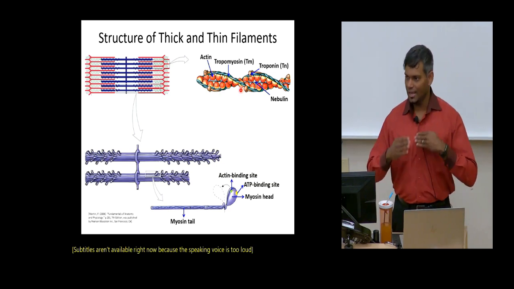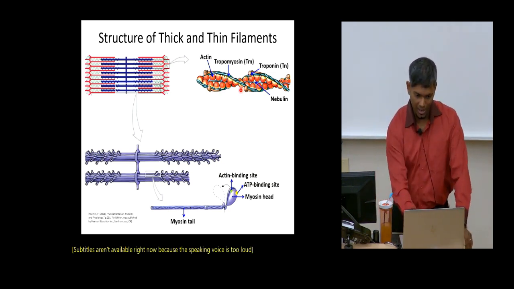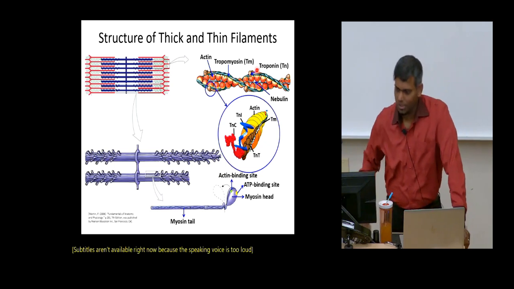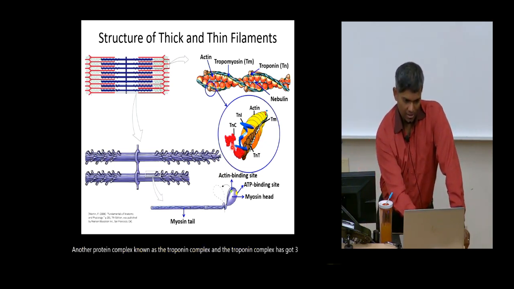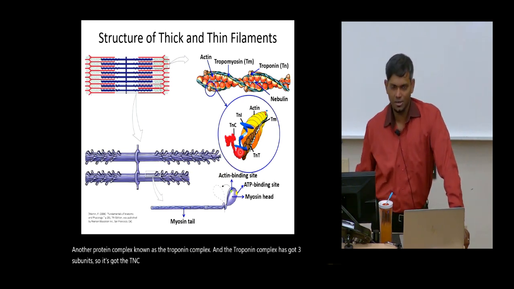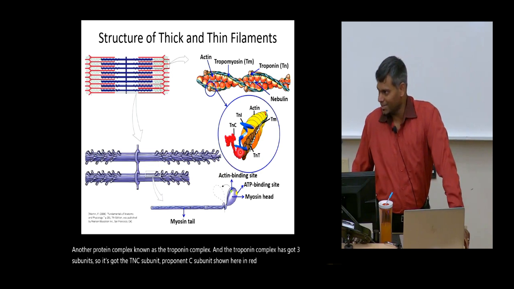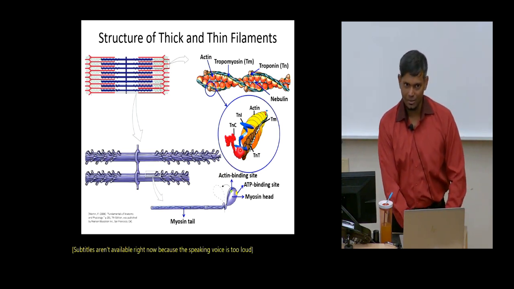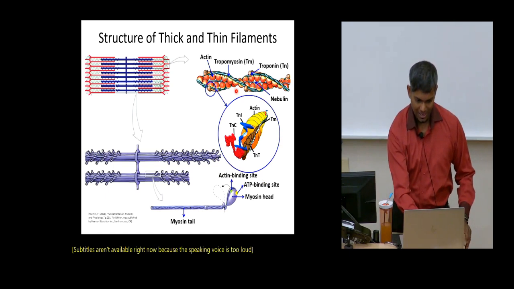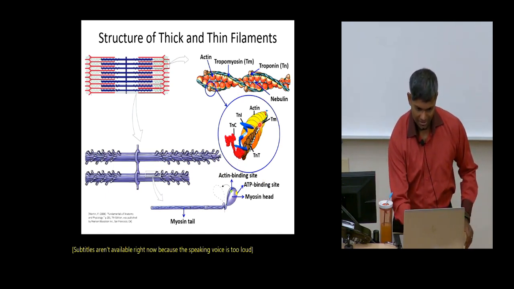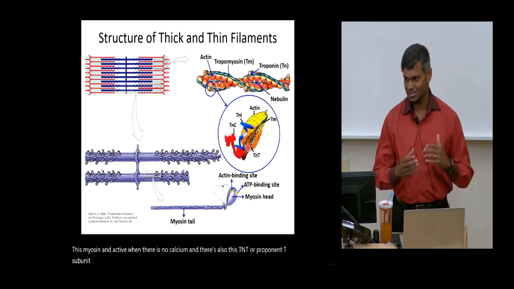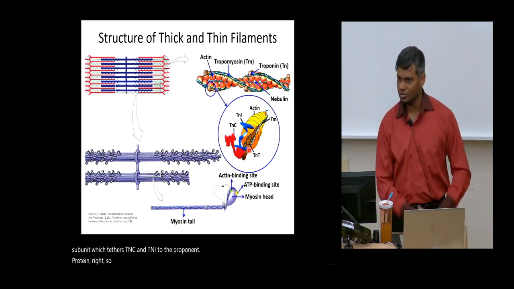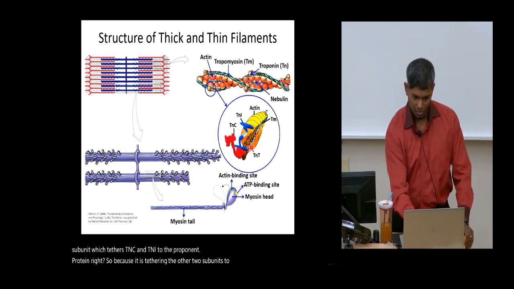The place where there is this head to tail overlap of the tropomyosin molecules is where you have another protein complex known as the troponin complex. And this troponin complex has 3 subunits, right? So it's got the TNC subunit, or troponin C subunit, shown here in red. It's called TNC because it binds calcium. Then you have the TNI subunit, which has an inhibitory effect, and it will inhibit interaction between myosin and actin when there is no calcium. And there's also the TNT or troponin T subunit, which tethers TNC and TNI to the tropomyosin protein, right? Because it's tethering the other 2 subunits to tropomyosin, it's called troponin T.